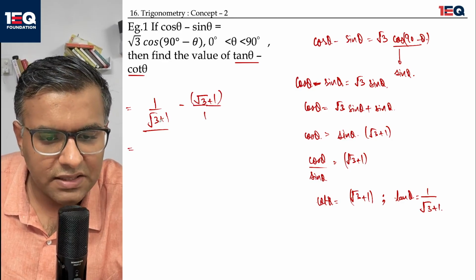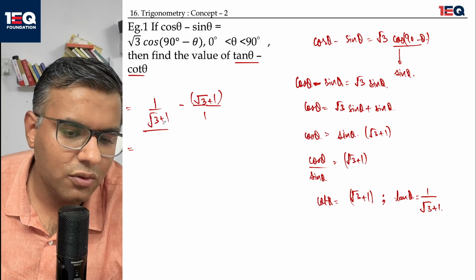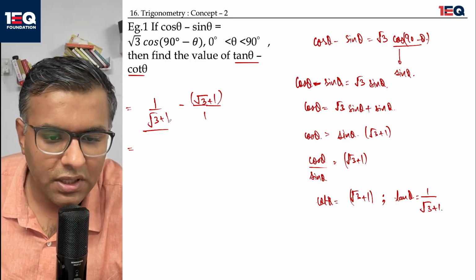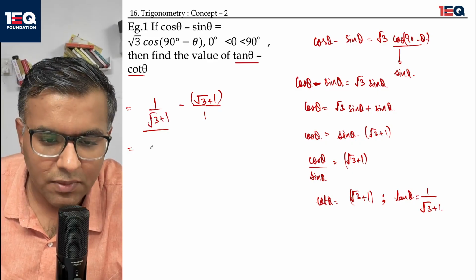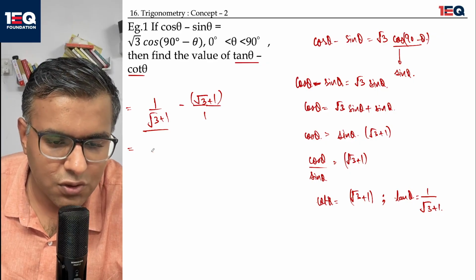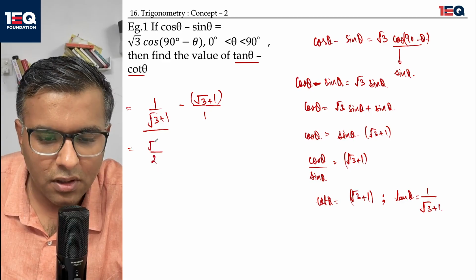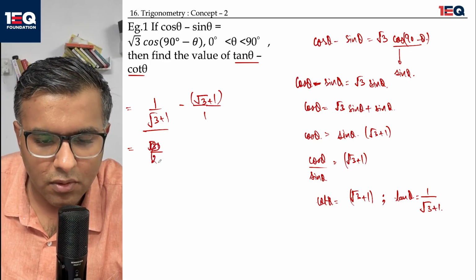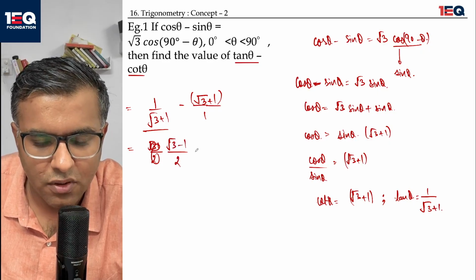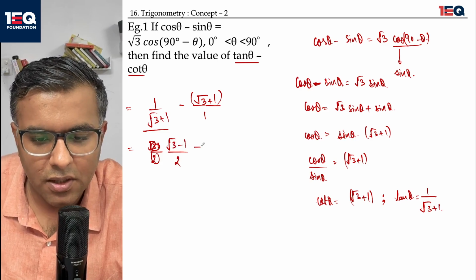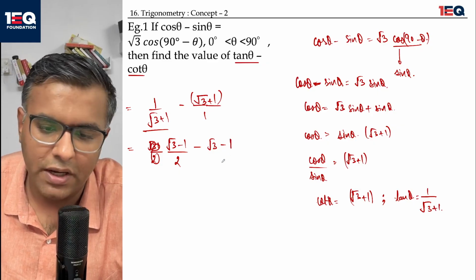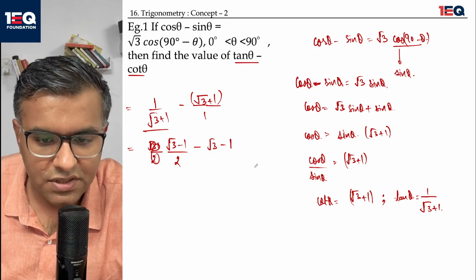So for rationalizing the denominator, I would have to multiply it with its conjugate pair. The conjugate pair is root 3 plus 1 and root 3 minus 1. So root 3 minus 1, when it is multiplied, is going to be 3 minus 1, which is 2. So a 2 would come here and root 3 minus 1 would pop up here. Minus root 3 minus 1. So this is what we've achieved from it.